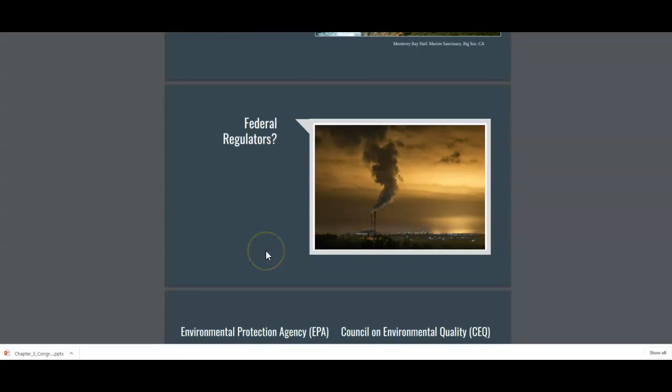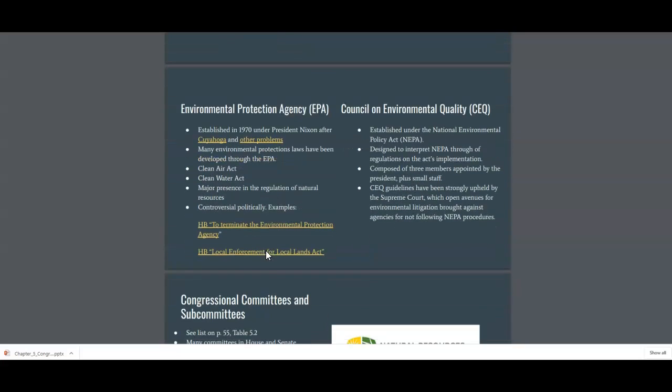Here's where we get into regulators like the EPA. The EPA was established in 1970 under President Nixon. These are hyperlinks to see some of the issues that were going on before we had agencies like the EPA, like rivers on fire because of pollution.